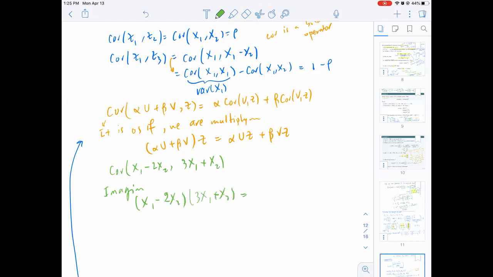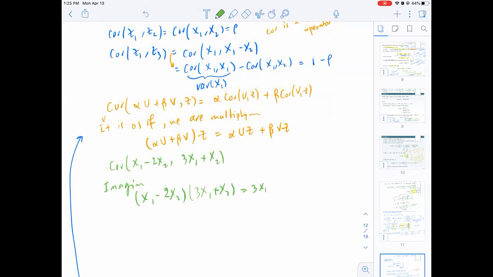So how do you multiply this? You get 3 times x1 plus, let's say, x1 x2 minus 6 x2 x1 plus 2 x2, right? And so you get 3 x1 squared plus or minus 5 x1 x2 because they're similar plus 2 x2 squared. So this is going to be similar. So you get 3 covariance of x1 minus 5 covariance of x1 x2 plus 2 covariance of x1 is just variance. So I'm just going to write it like this.